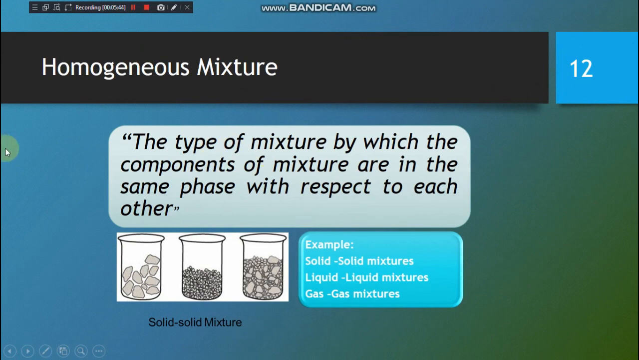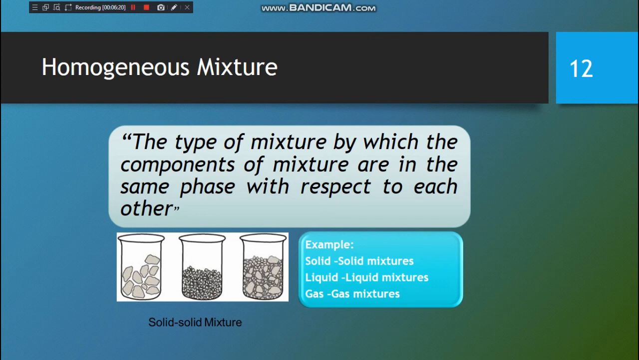So, for homogeneous mixtures, this is the type of mixture in which the components of the mixture are in the same phase with respect to each other. For example, solid-solid mixture, liquid-liquid mixture, as well as gas-gas mixtures. The word homo actually refers to same or similar. Therefore, in the context of this subject, a homogeneous mixture can be defined as the type of mixture in which the components of the mixture are in the same phase with respect to each other.